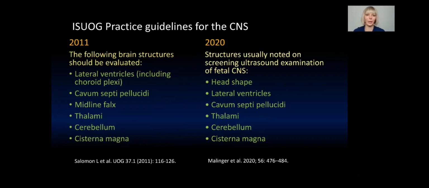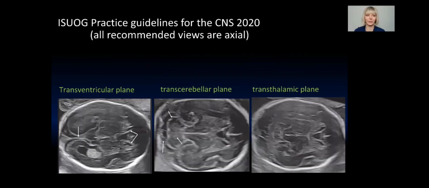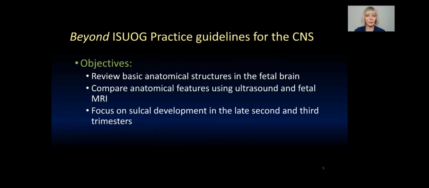If we look at the ISUOG practice guidelines, you can see that not much has changed between 2011 and 2020. All recommended views of the fetal brain are axial. And in this presentation, we're going to review basic anatomy. We're going to compare ultrasound and fetal MRI and focus on development in the late second and third trimesters.